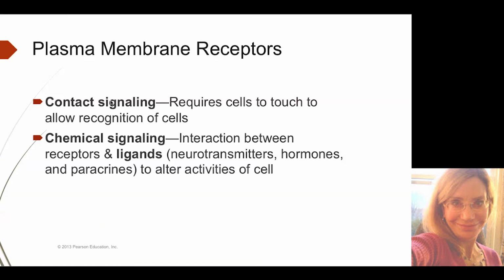There's also chemical signaling. This would be the interaction between receptors on the cell membrane, receptor proteins, and what we call ligands. It's a fancy name. It's just referring to some kind of a chemical, such as a neurotransmitter, a hormone, or some type of a paracrine, which is similar to a hormone, but the paracrines do not travel throughout the bloodstream. Hormones do. So chemical signaling would involve the receptor on a cell that is activated by binding of some kind of a ligand to alter activities of that cell, and we will get to that particularly during the endocrine system.